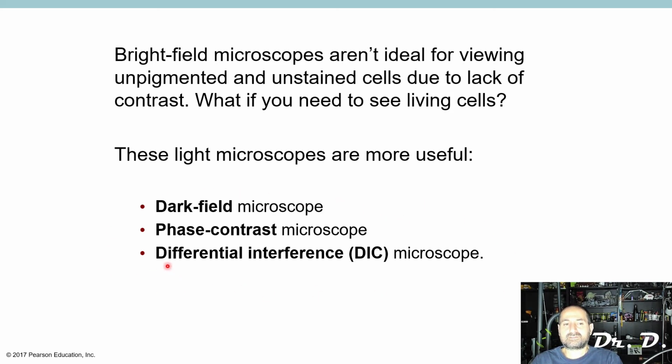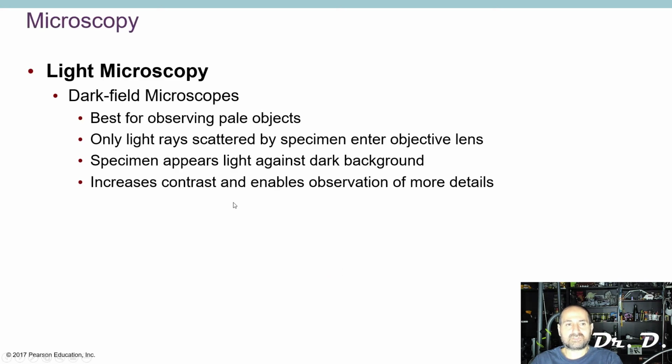Okay, so again, what's the limitation of bright field microscopes? They aren't ideal for viewing unpigmented cells, especially living unpigmented cells. That's why you would want to switch to a dark field. That's why you would want to switch to a phase contrast or a DIC. So let's talk about that. So what is a dark field microscope? Let's say, again, I'm looking at some cells under the microscope that are alive, but I can't see the specimen too well.